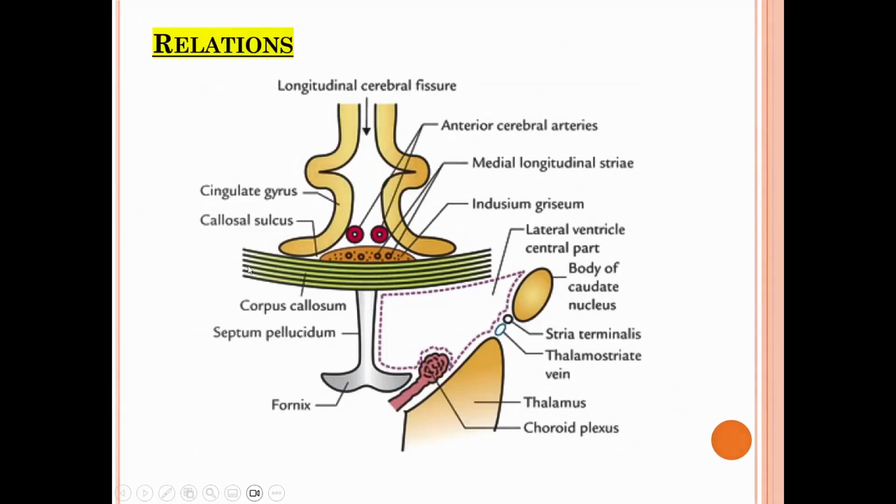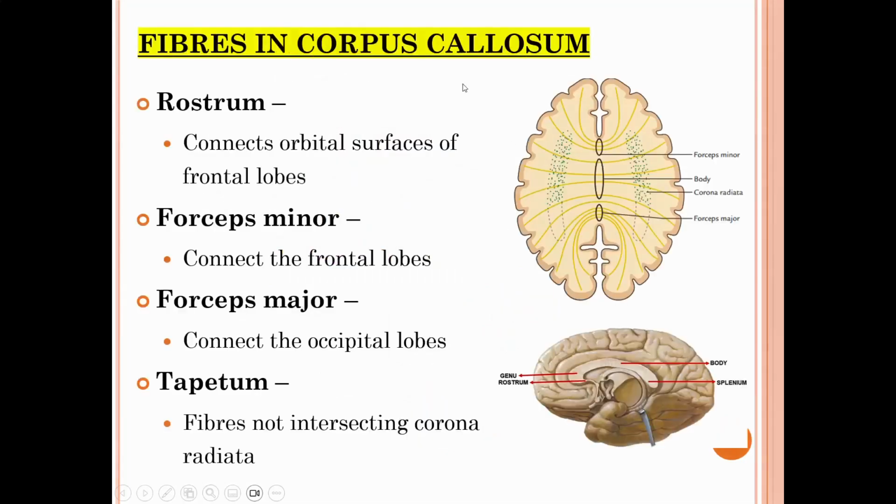You can see here the relations of corpus callosum. Above there is the indusium griseum, there is the anterior cerebral artery, here is the septum pellucidum, and on either side of septum pellucidum there is the lateral ventricle. So what are the fibers in the corpus callosum? Rostrum is present here, it connects the orbital surface of the frontal lobe. Then there is forceps minor, it connects the two frontal lobes. Then forceps major, it connects the two occipital lobes, and tapetum.